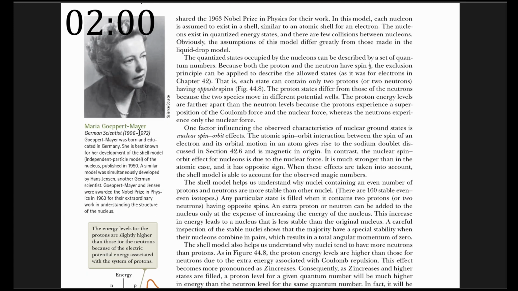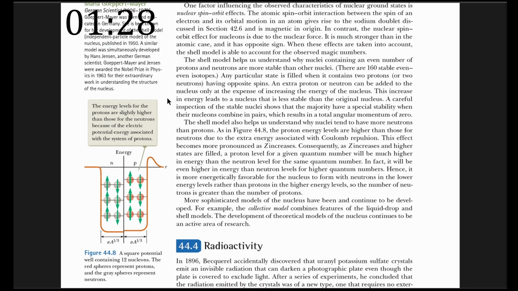Maria Goeppert-Mayer, I hope I'm not butchering this, a German scientist. Born and educated in Germany, she is known best for her development of the shell model, the independent particle model, of the nucleus, published in 1950. 1950 is fairly recent, about 70 years ago. A similar model was simultaneously developed by Hans Jensen, another German scientist. Jensen was awarded the Nobel Prize in 1963 for their extraordinary work in understanding the structure of nuclei.